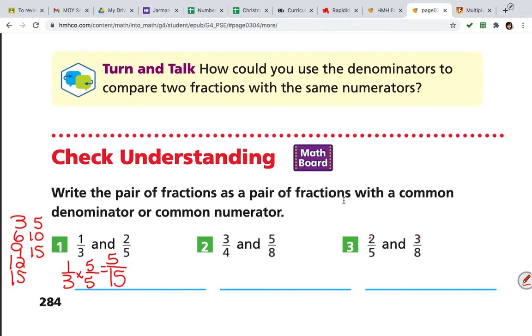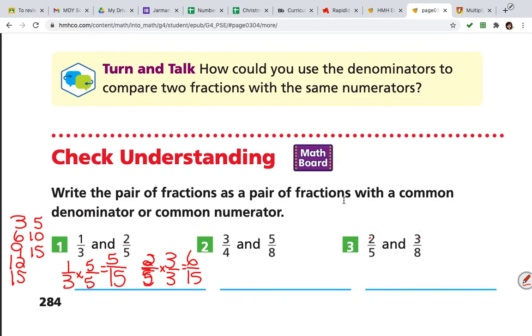All right, 2/5, you want to make it a 15. 2/5 times what equals something over 15? 5 times 3 is 15, so you multiply the top number by 3. Whatever you do to one, you have to do to the other or it won't be equivalent. So 2 times 3 is 6. So our answers would be 5/15 and 6/15.